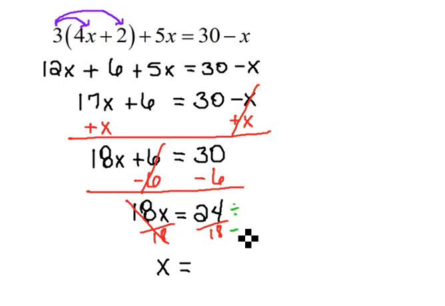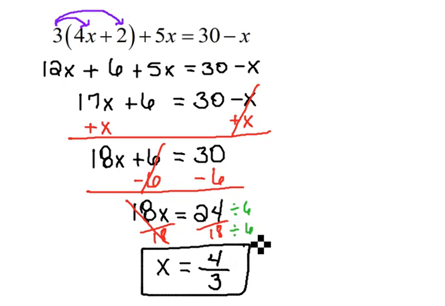In fact, both the numerator and the denominator are divisible by 6. So if I remove or cancel that factor of 6 out of the top and bottom, we're left with 4 over 3. We're simplifying that fraction. So our answer here would be 4/3.